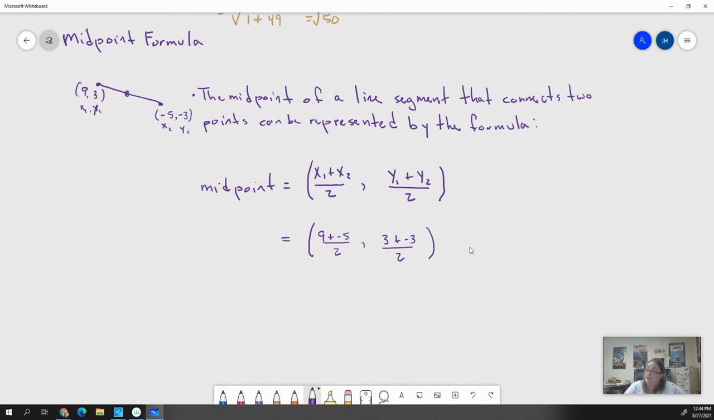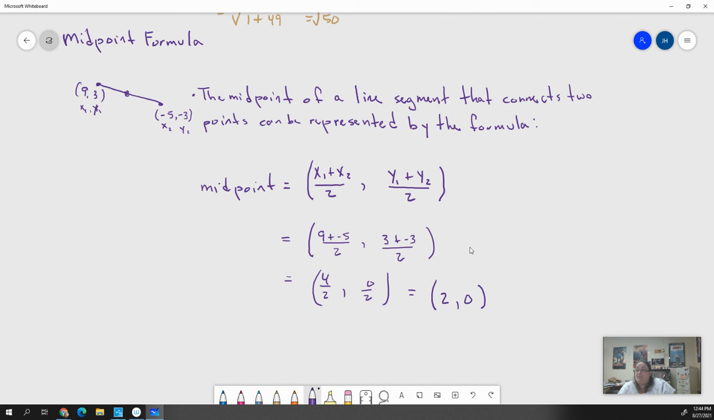9 plus -5 is just 4 over 2. 3 plus -3 is 0 over 2. So our point, when we reduced it, would be 4 divided by 2, which is 2, and 0 divided by 2, which is just 0. So our dead center point between those 2 points on the line would be 2, 0. So it's pretty easy, right? Basic arithmetic.